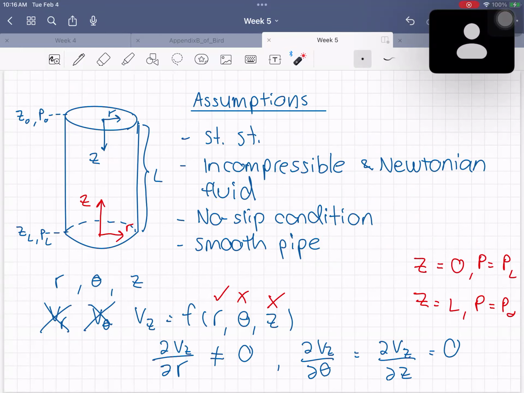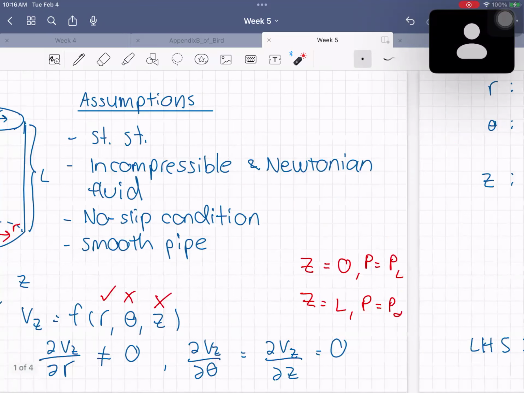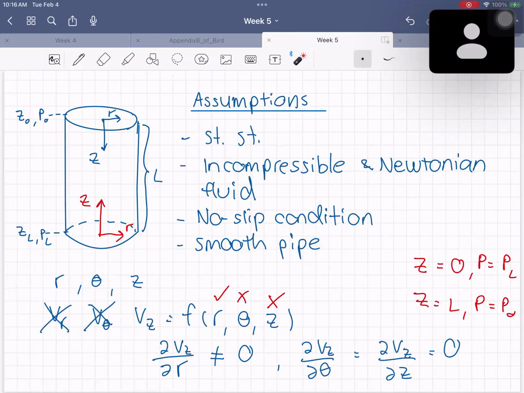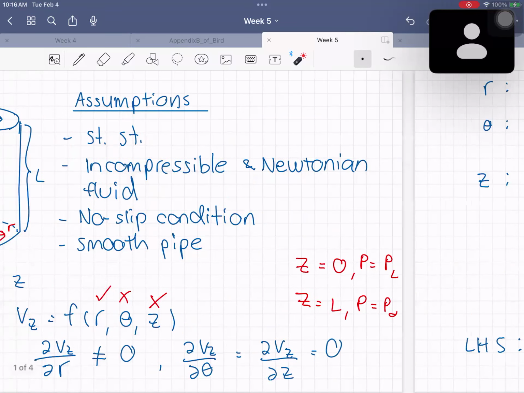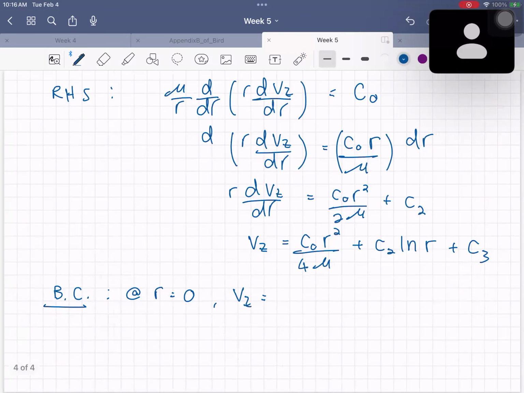Well, if you remember what I just drew, the velocity profile, the velocity in the middle of the pipe should be maximum, right? So there must be some kind of a value. So you could say that it is finite, which is one value, okay? Or you can say that dVz/dr equal to 0. What does it mean by that?